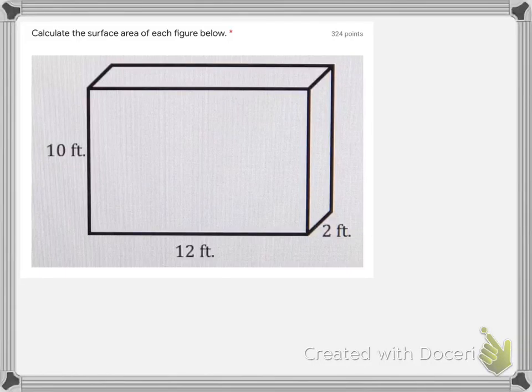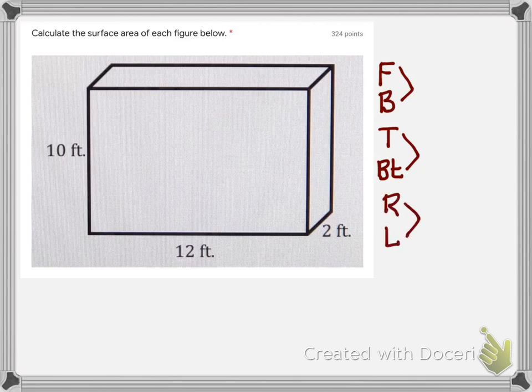So you need a little help, I see. I want to make sure that we get these 324 points. So let's see. Surface area, remember, front, back, those are going to be the same. Top, bottom, those are going to be the same. And right side, left side, those are going to be the same. And when you find the dimensions of all of those, let's start with the front.